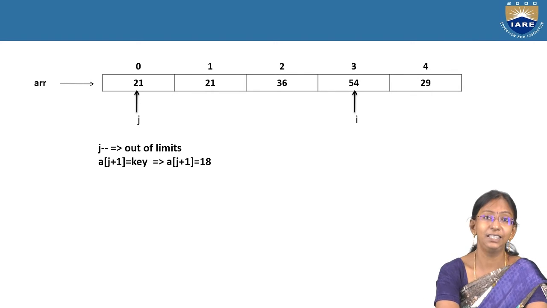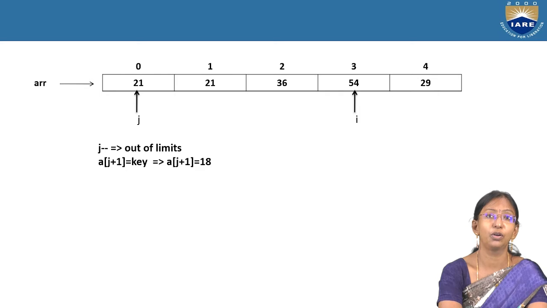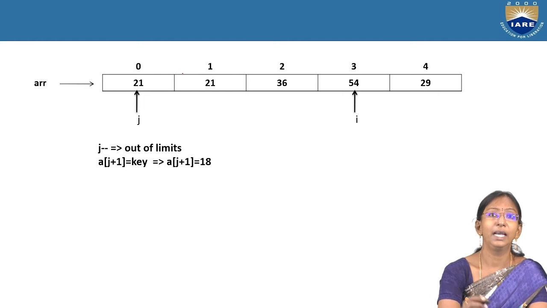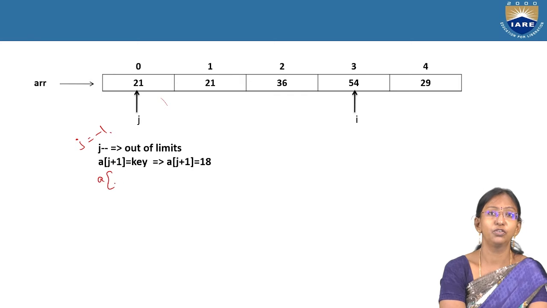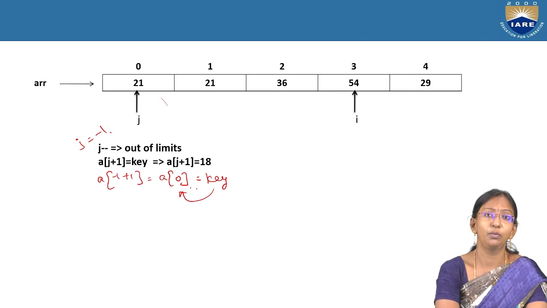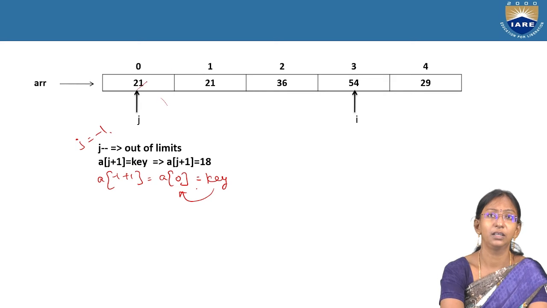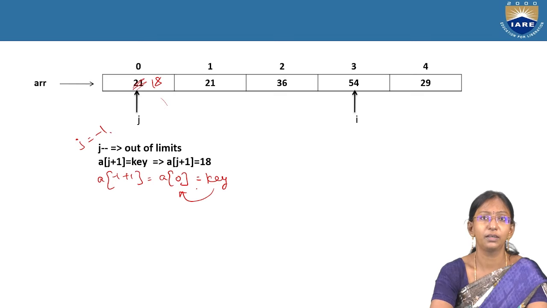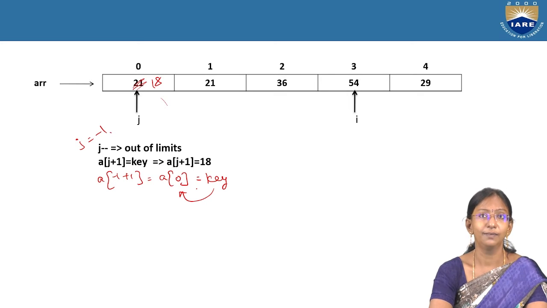Simply copy the key in j plus 1th position. What is the value in key? It is 18. So actually j is -1 as we have decremented, and j plus 1 position means -1 plus 1, which will lead to a of 0, which is equal to key. In the 0th location, you are going to copy key. What is the key? 18 is the key. Right? This is how we are going to overwrite. Got my point? Very good.